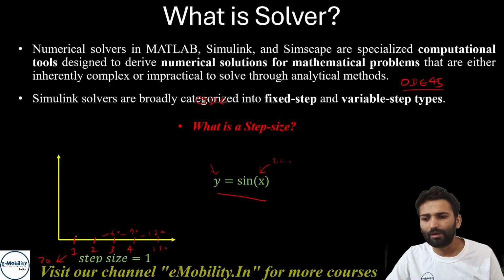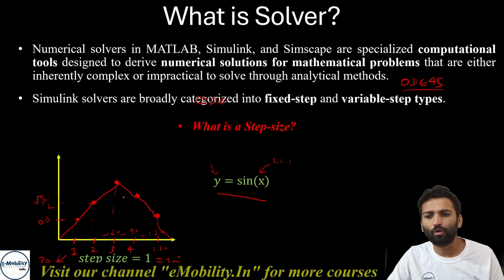So when I draw it, for 30 degrees I know that the sine value is 0.5. For 60 degrees I know it is root 3 by 2, and for 90 degrees it is 1. So how many points am I getting? 3 points, because I am spacing it at 30 degree intervals, or a step size of 1. So one step size is equal to 30 degrees. When I draw it, it will be like this. You might see that this is not actually a proper sine wave, it is kind of a triangular wave.